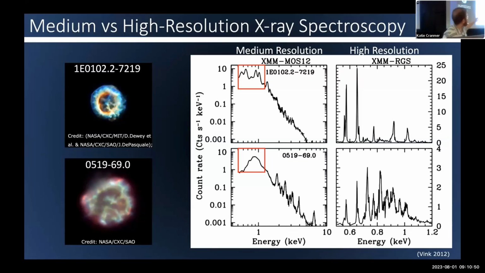I think there are also some neon lines in there. For 0519, it's a type Ia. When you zoom into that region, this just looks like some bump feature. It's not really clear what it is. But when you zoom in with RGS, you realize it's actually a forest of iron L lines. So these observations with the XMM reflection grating spectrometer look very promising.